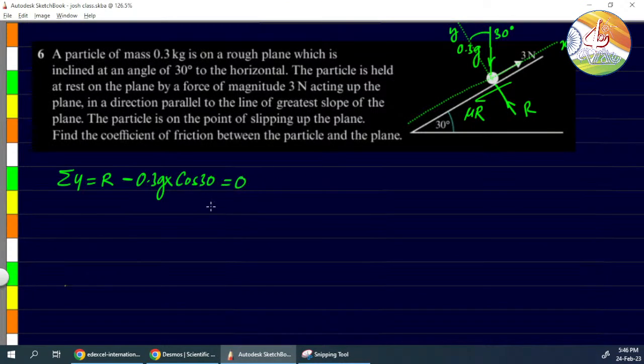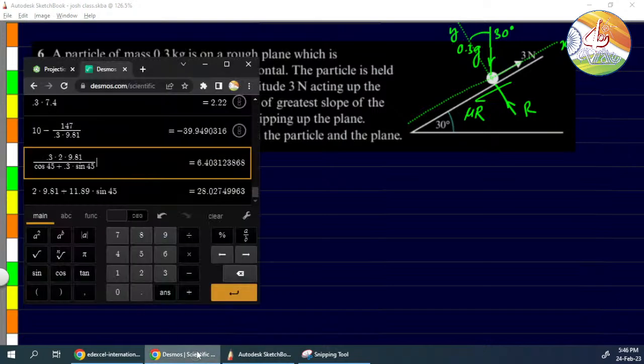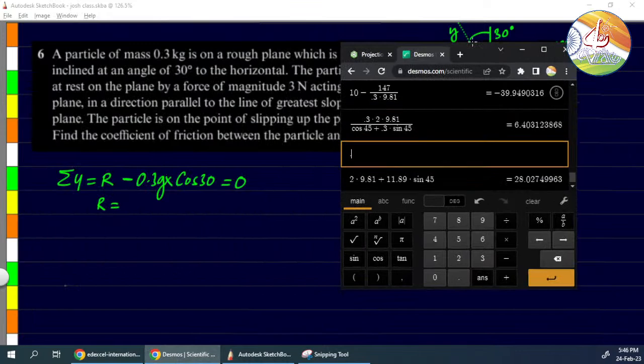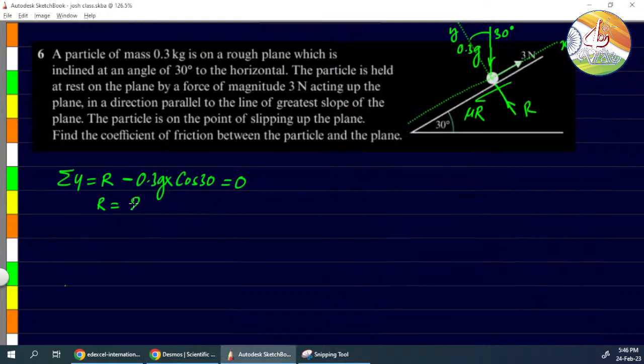So this total should be equal to 0. So here we get the value of R. R is 0.3 g cos 30. What do we get? 0.3 into 9.81 into cos 30, which is 2.55. Is it correct? Yes, this is the value of R in newtons.